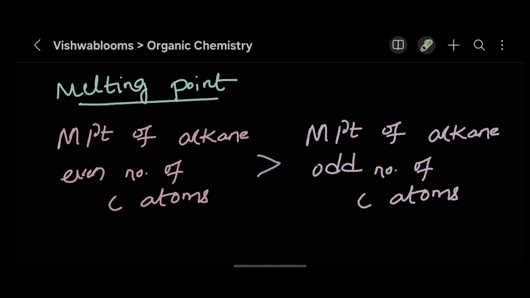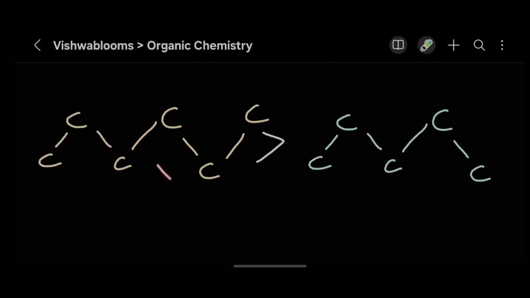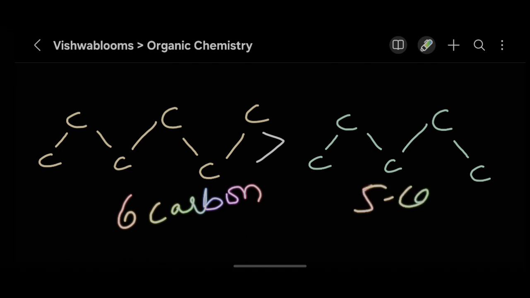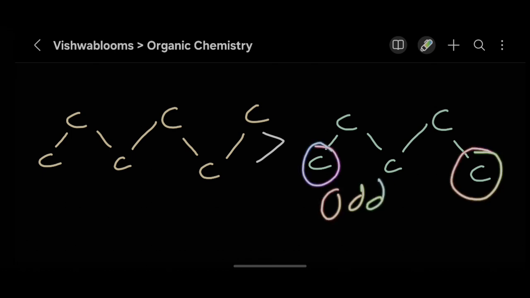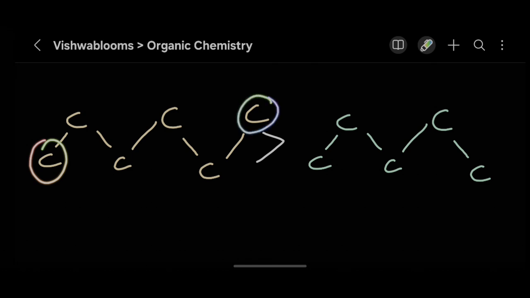So let us understand why we are able to see this abnormal trend, by using an example. Here I have taken an example containing 6 carbon atoms, which is an even number, and here I have taken 5 carbon atoms, which is an odd number. For odd numbers you have the terminal carbons on the same side. For even numbers the terminal carbon atoms are present on opposite sides. So here the packing is very close, right? That is why the melting point of this is higher than that of this.